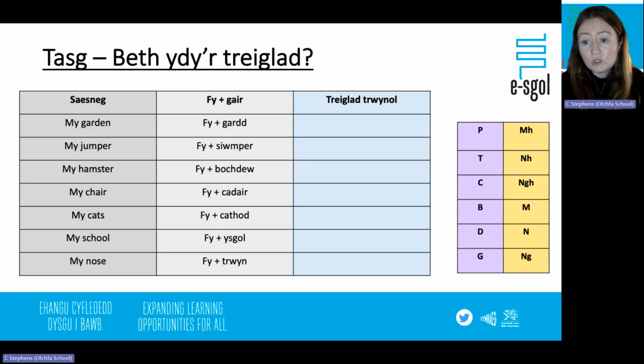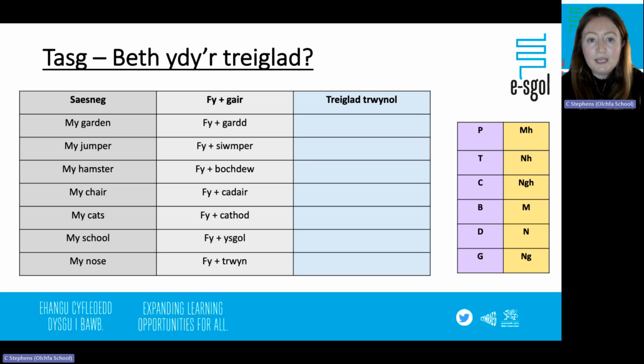And what I want you to do in the final column, so when I've finished explaining now, you can stop the video and you can practice this, and then press play when you're ready to listen to it and find out the answers. What I want you to do is, I want you to look at the words in the middle column. Fy plus gardd.